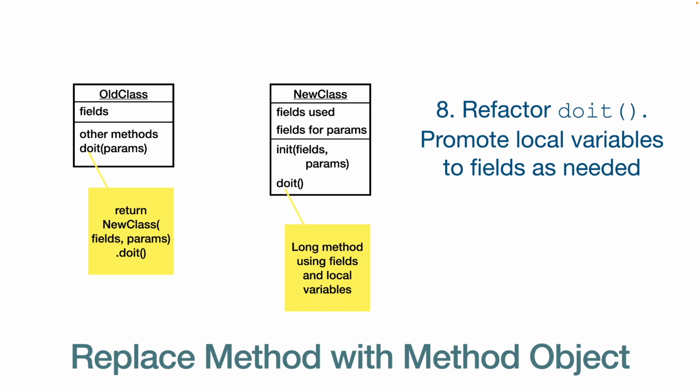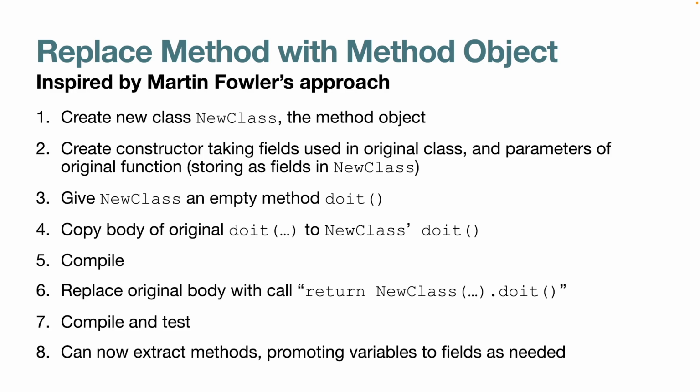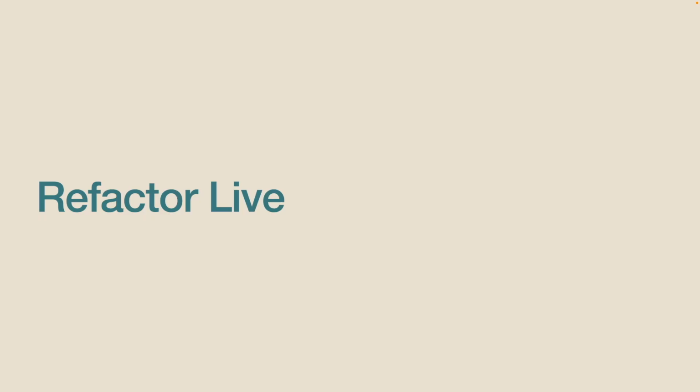That's when things are fun. You can go refactor do it. And as you find problems like I did, where you extract variables and it wants them in and out, you can promote those local variables up to fields, and then the extracts become much easier. Here we have the same steps written on one page. All right, let's go do it.